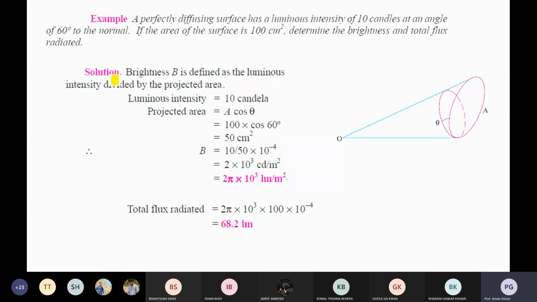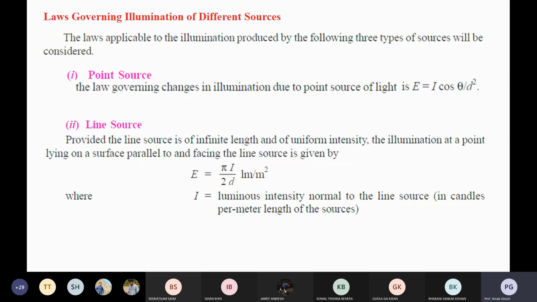Then after that I will discuss the laws of illumination. Some numerical problems I discussed in my last class. I think all of you have started with those numerical problems. Today I will discuss one numerical, then some of the different laws governing the illumination of different types of source, meaning what the different types of source are. That I'll discuss in today's class.